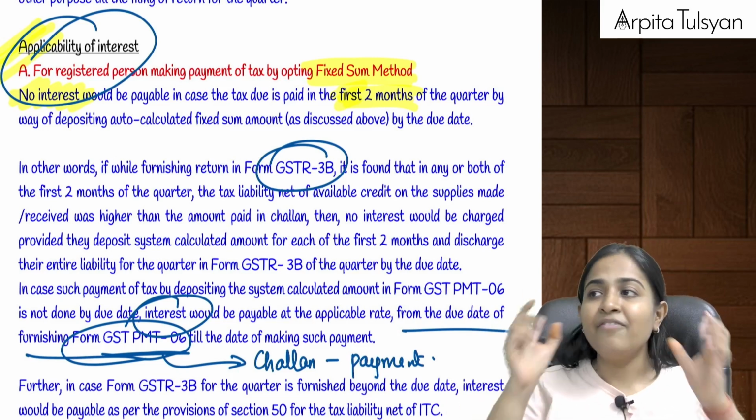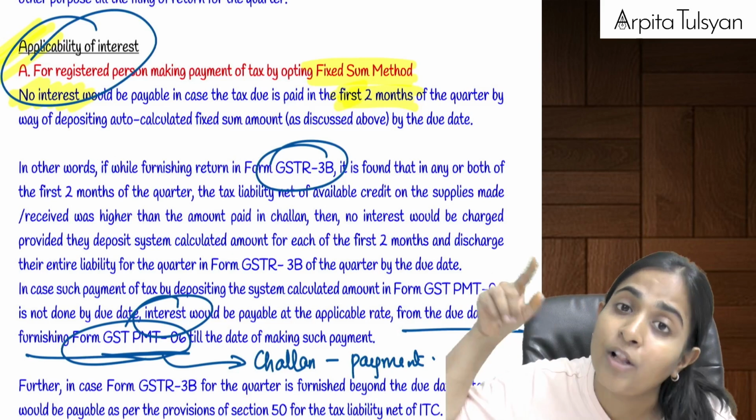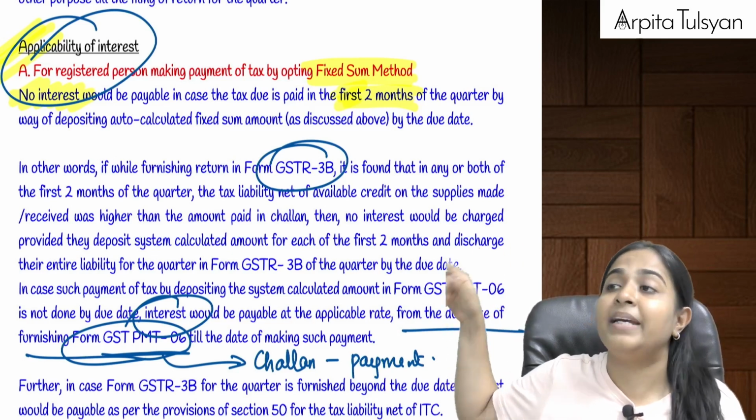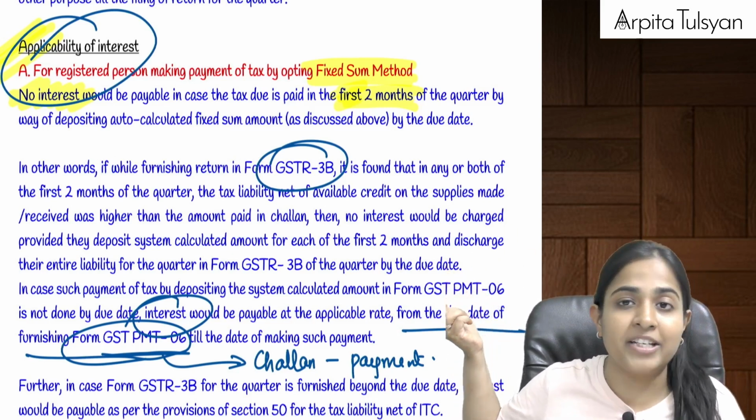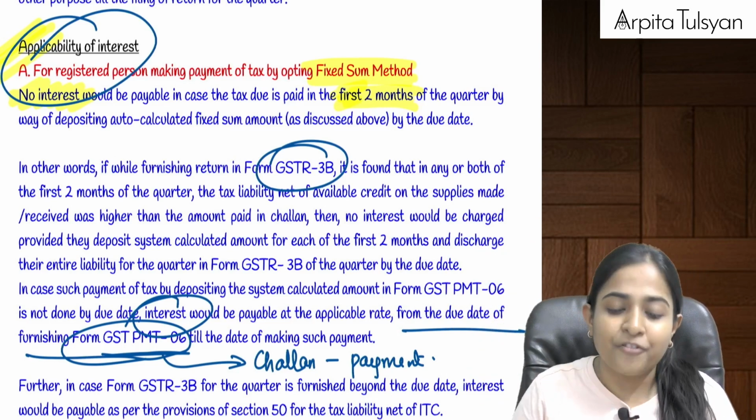Yes, at that time, while filing the GSTR 3B quarterly, I will pay the shortfall. If I don't pay the shortfall, then the interest will be applicable from the due date of filing the GSTR 3B till the date of actual payment. Okay, but there will be no interest for the first 2 months.